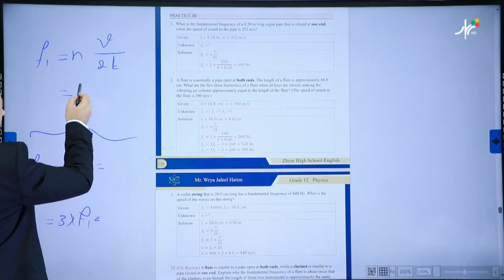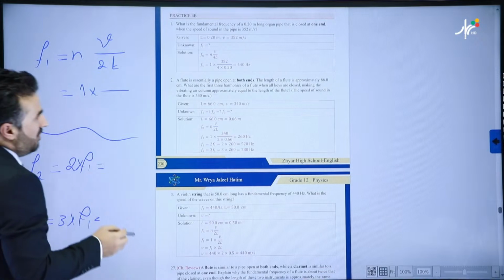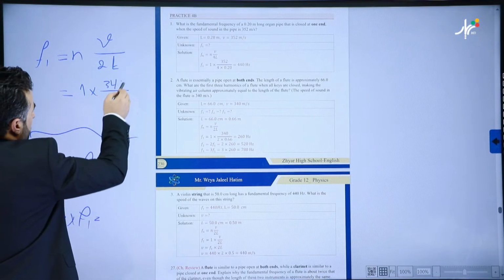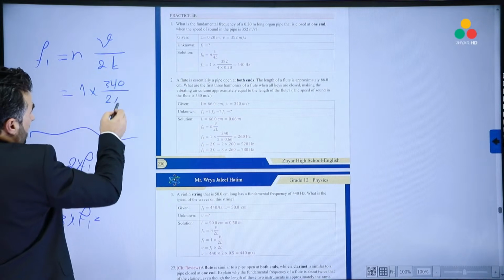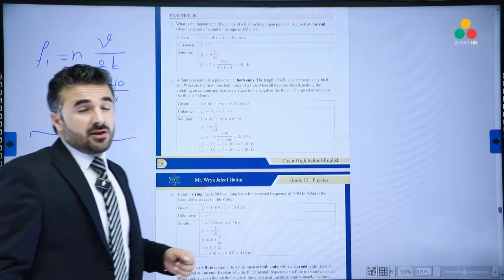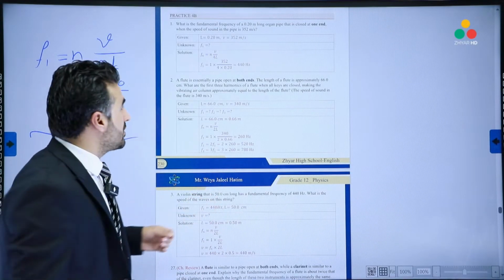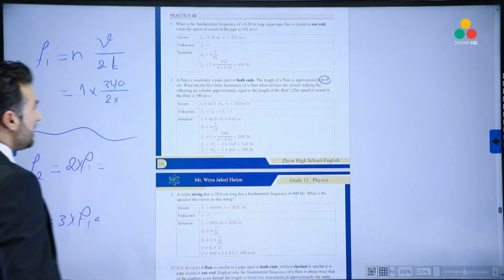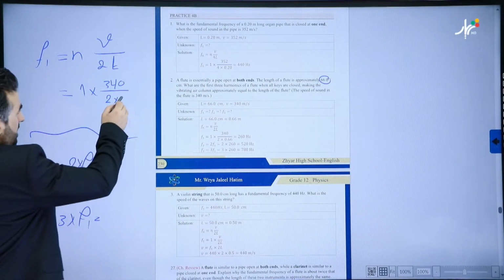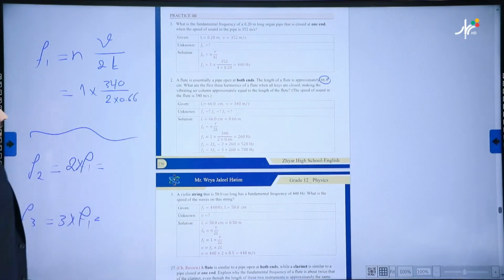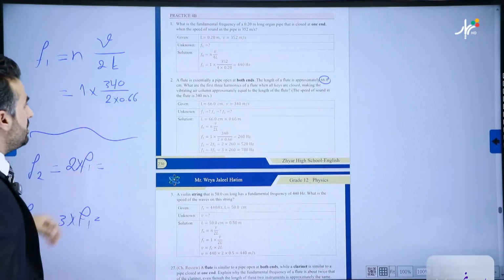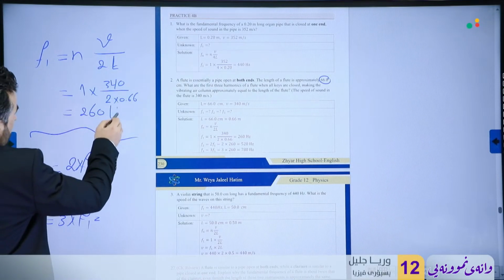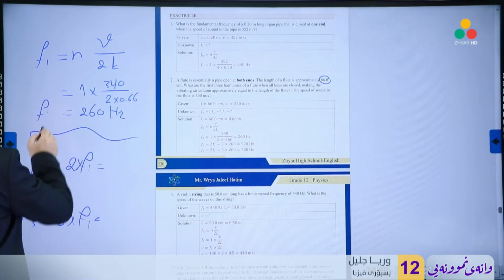So for the fundamental, n is 1. The speed of sound in air is basically 340, divided by 2 times the length. Don't forget to convert the length from centimeter to meter, because we're given 66 centimeter. If you divide by 100, you will get 0.66 meter. That is basically the length. So once you do the math, you will get 260 hertz. That is the fundamental frequency.